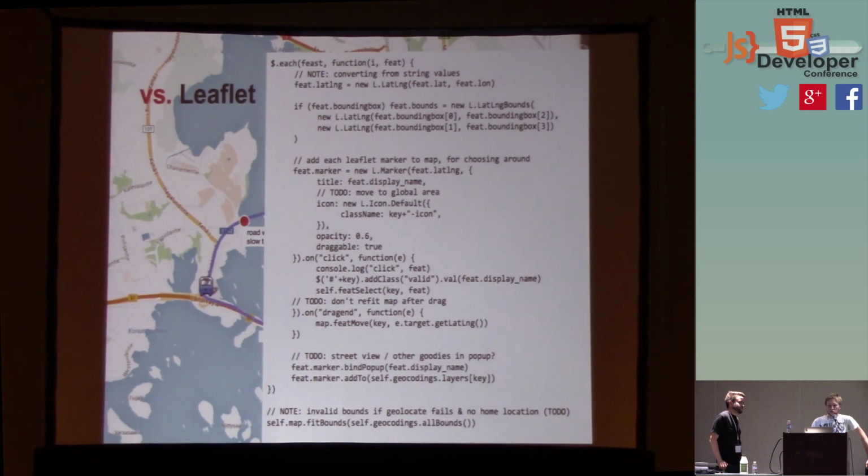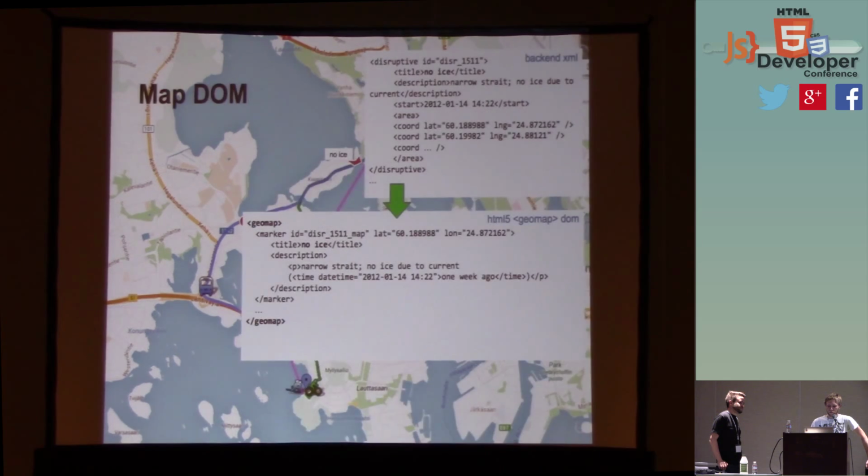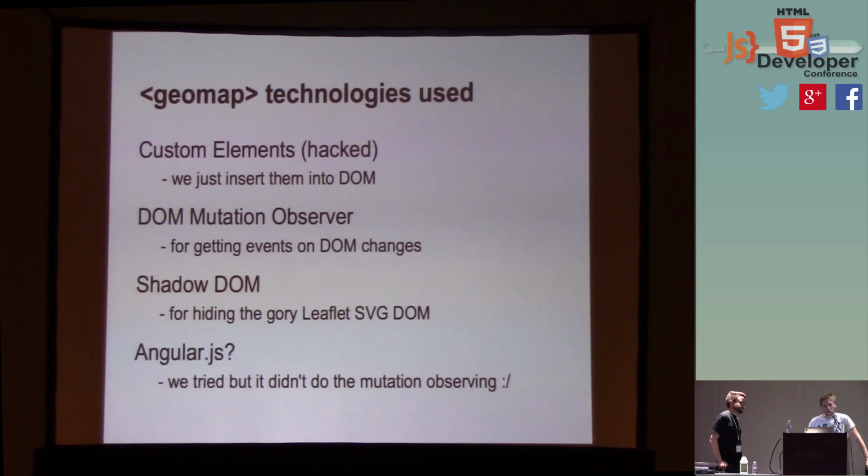Versus Leaflet, which is crappy. Not to say the map engine Leaflet is crappy, it's great, but messing around with this JavaScript code, that is crappy and messy. So we like to have DOM-based geomap elements, and a bit of note about the implementation. These are just the techniques we used.